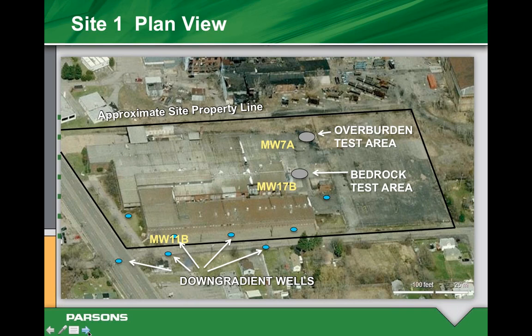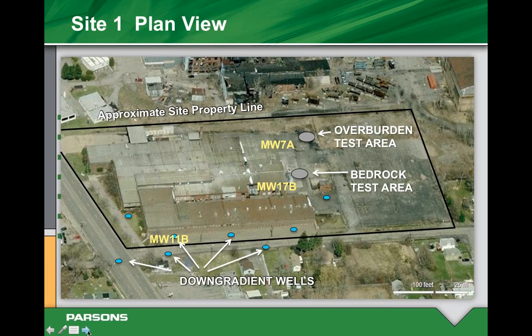In the upper right, you see the overburden test area, and then monitor well 7A, which is an overburden well. I'll be presenting results from it. Down gradient from the overburden test area is the bedrock test area, and a representative bedrock monitoring well in that area, 17B. And then down gradient is another bedrock monitoring well, monitor well 11B. And groundwater is generally flowing south-southwest across this site, with north being at the top of your screen.